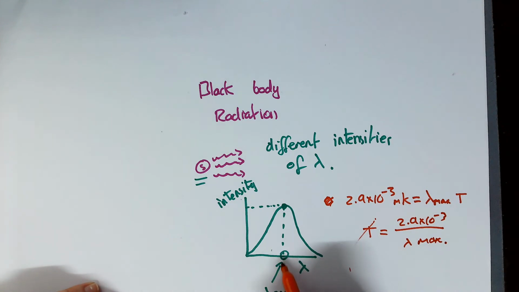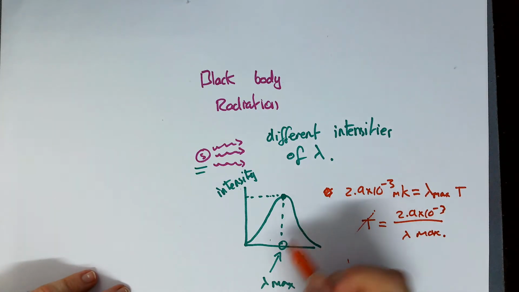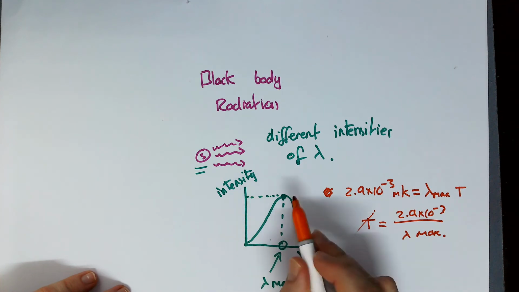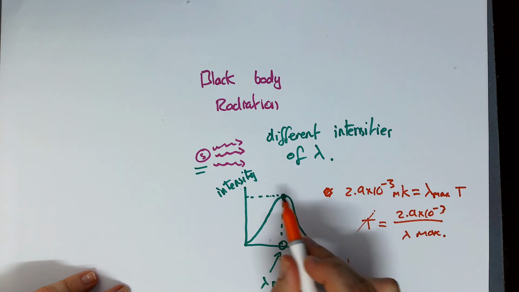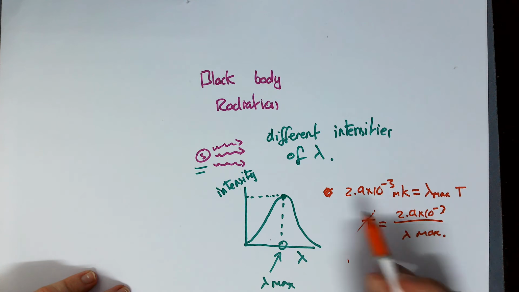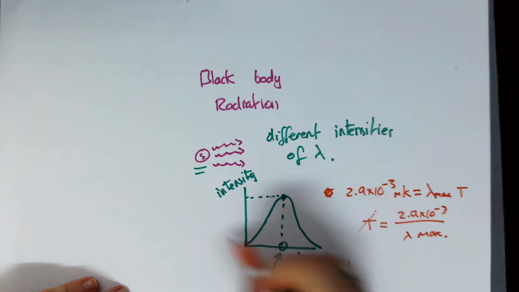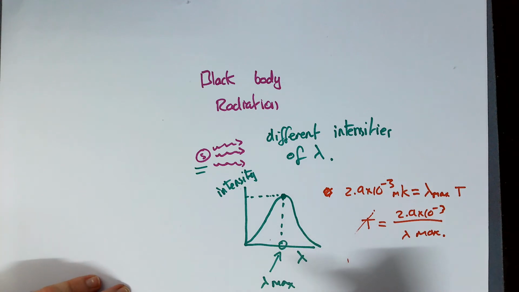Now please bear in mind that lambda max here is the value that has the maximum intensity, not the maximum lambda on the graph. That's very important that you note that, because many a student has been tricked by the fact that they're looking at the maximum value over here. It's not. This is lambda max, and this is the value we use in this equation to work out the temperature of the object that's emitting that black body radiation.